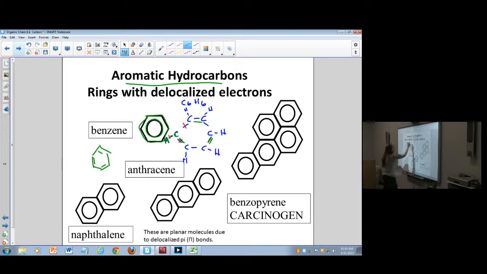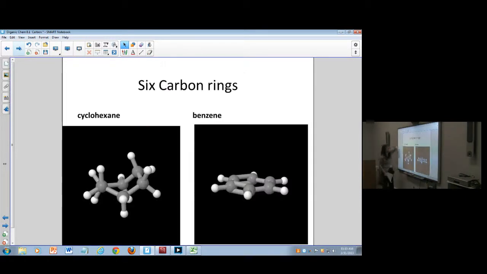Remember, these delocalized electrons have resonance structures, and so it's not just one structure, it's 2 or more structures put together, and these electrons are said to be delocalized over the whole thing. These are in everything. These aromatic hydrocarbons, we see them all over the place, and hey, we can smell them, which is why they're called aromatic. And so for our 6 carbon rings, I just want to briefly show you that this is cyclohexane.